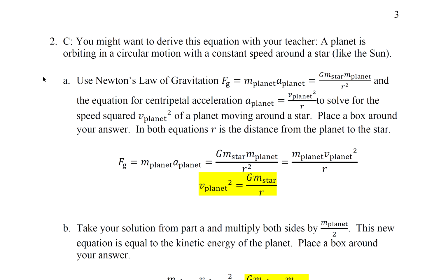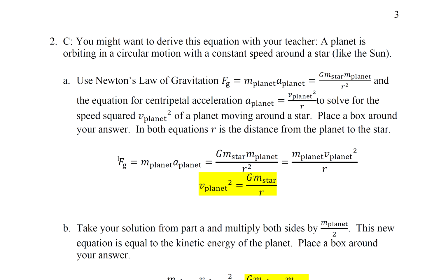Question 3. You might want to derive this equation with your teacher. A planet is orbiting in a circular motion with a constant speed around a star like the Sun. Part A. Use Newton's law of gravitation and the equation for centripetal acceleration to solve for the speed squared of a planet moving around a star. Place a box around your answer. In both equations, r is the distance from the planet to the star.